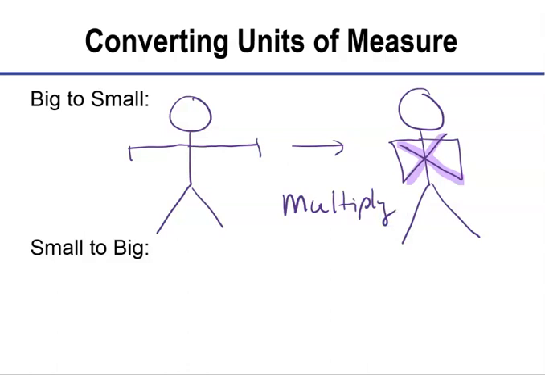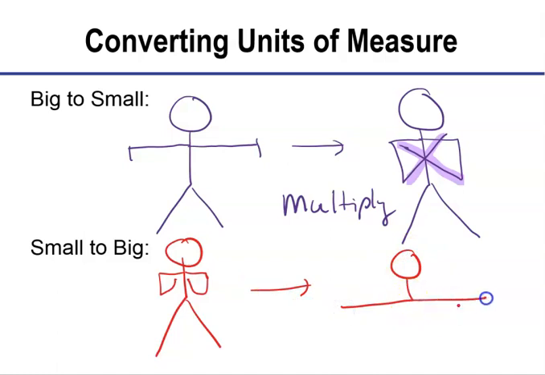Well, what about the other way? What if you're going from small to big? So let's just start out small. Okay, and you can have your arms in a multiply position if you want, or just small. Make yourself small, okay? And then to big, well, you know what I'm going to do. Arms way out, make a really big deal of it. Now, what does that tell you to do? Well, let's think about it this way. What it's really telling you to do is to divide.